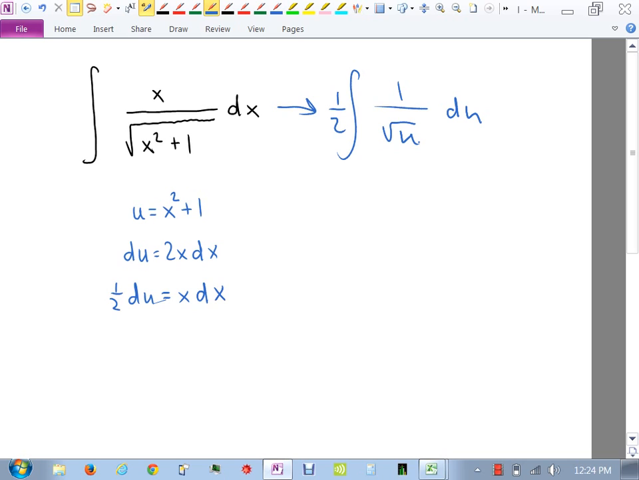The point I'm just trying to make is you don't want to get fixated into, oh, I see x squared plus 1, I go to trig substitution. You still want to be thinking.